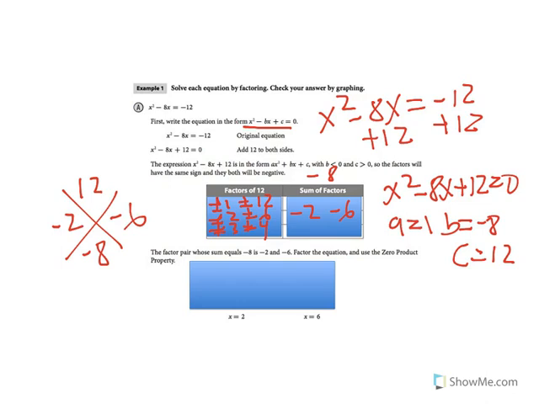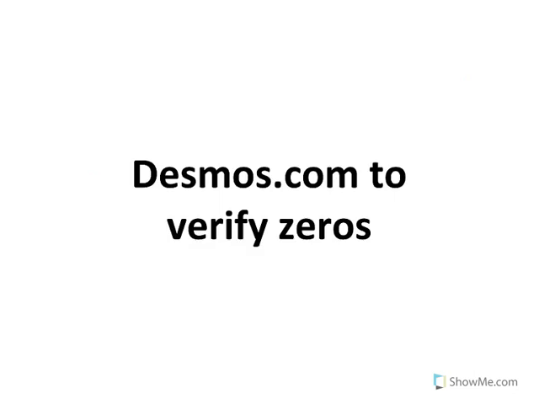So then we write our factor pair: x minus 2 times x minus 6, equal to 0. So we say either x minus 2 equals 0 or x minus 6 equals 0. And then we solve for x, so x equals 2 or x equals 6. Okay, on to our next one.